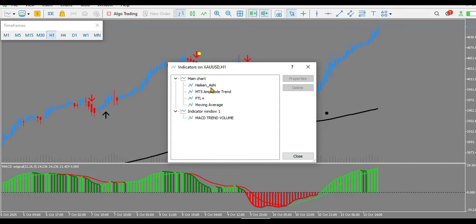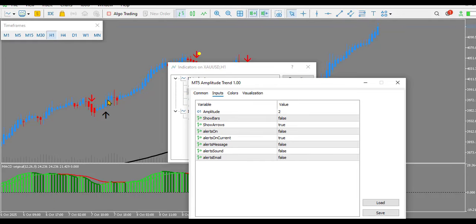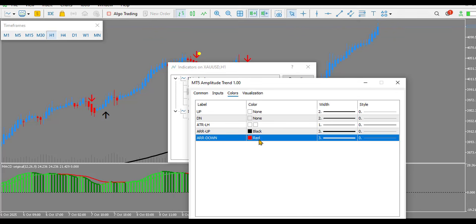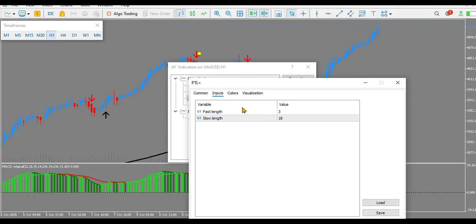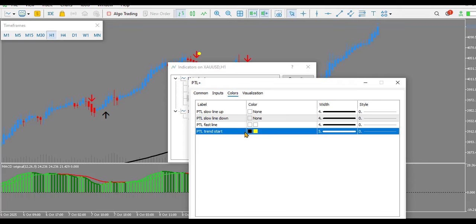This is a Kinachi indicator. This candle colored, that is what I use it for. Then the amplitude indicator, the red and black arrow. So these are the inputs, and these are the colors, the black and red color. Then the third indicator here is the PTI indicator. The inputs are 3 and 18. Fast length is 3 and the slow length is 18. So these are the colors, the yellow and the black ball that we have on the chart.